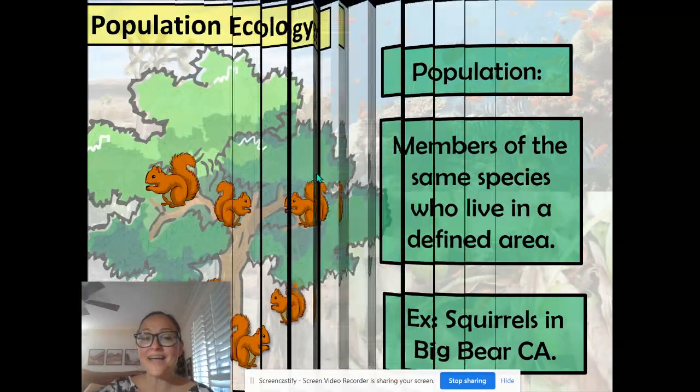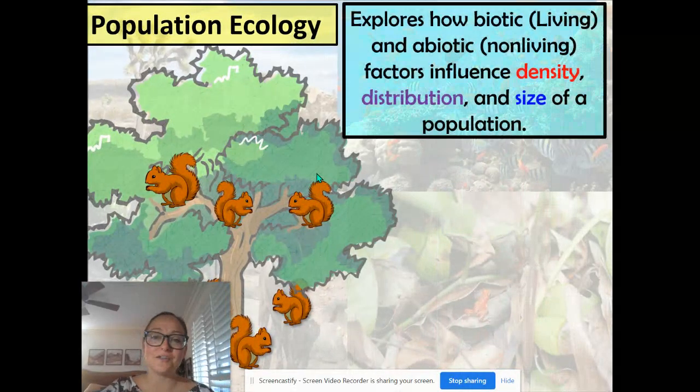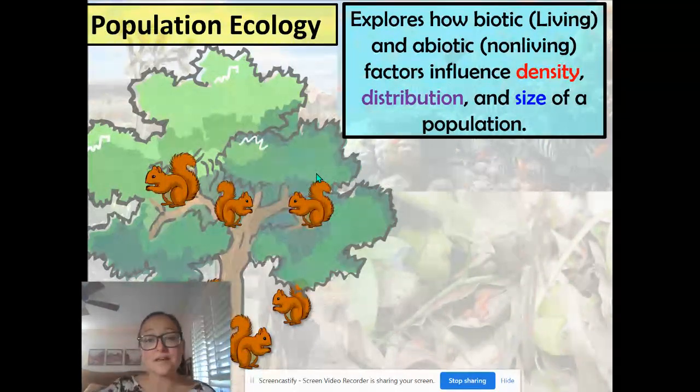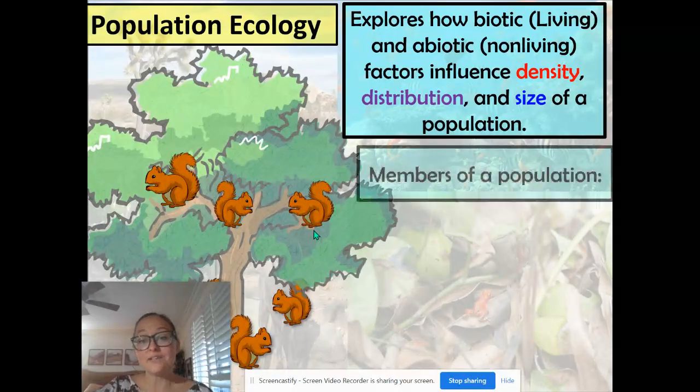Okay, and now for population ecology, what we're really looking at is how biotic or living factors, as well as abiotic or non-living factors, influence the density of a population, the distribution or dispersion patterns of a population, and the size of a population.